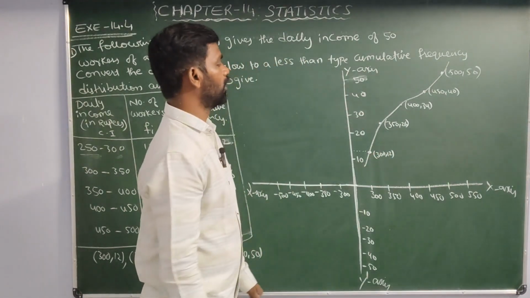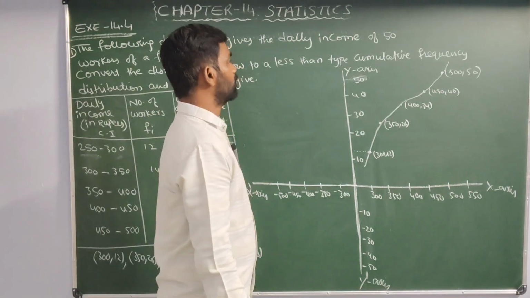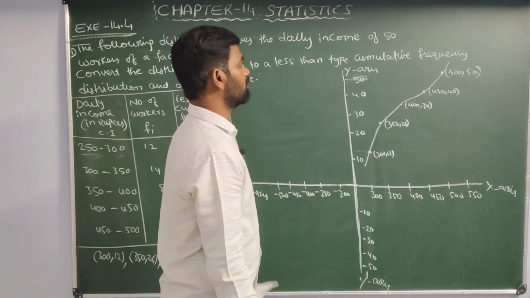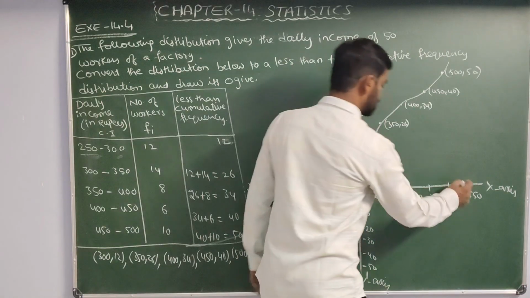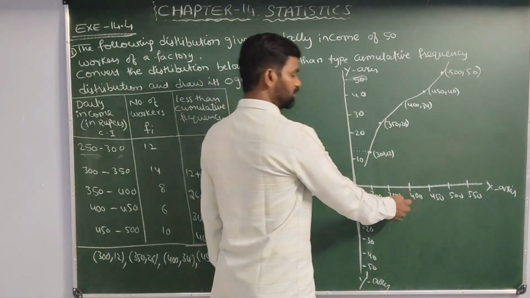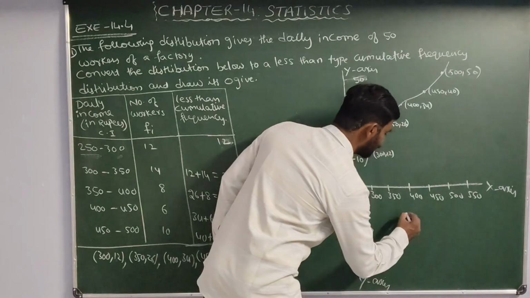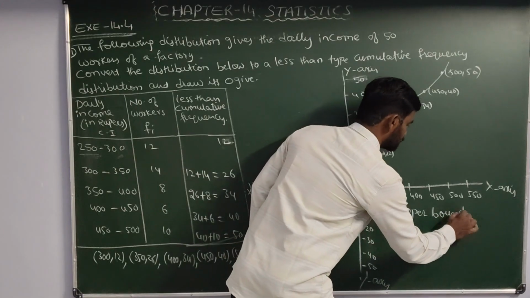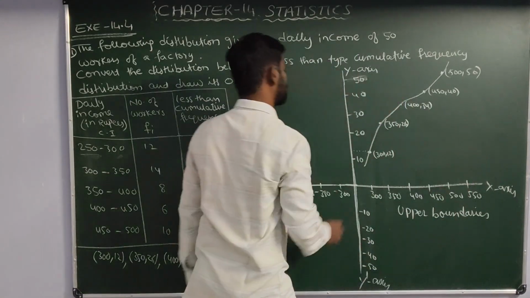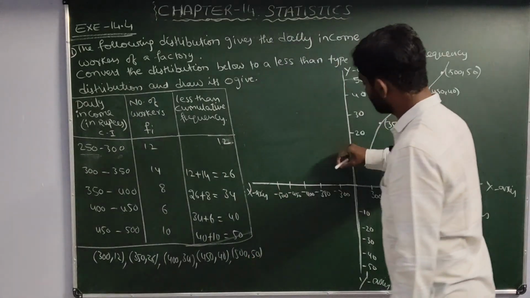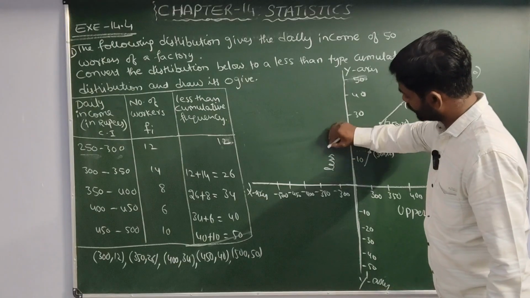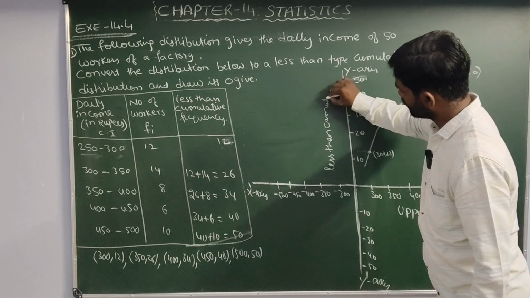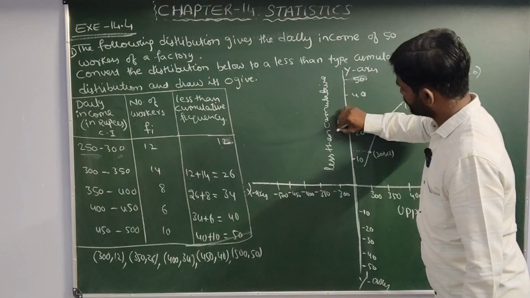So this is the less than cumulative frequency distribution graph, or less than ogive. Here on the x-axis, 300, 350, 400, 450 are nothing but upper boundaries. On the y-axis, we have written the less than cumulative frequency.